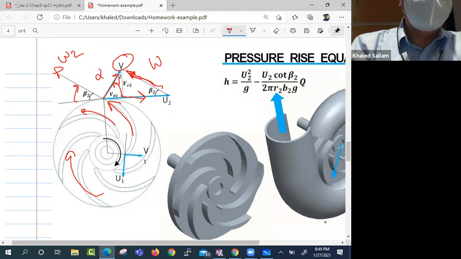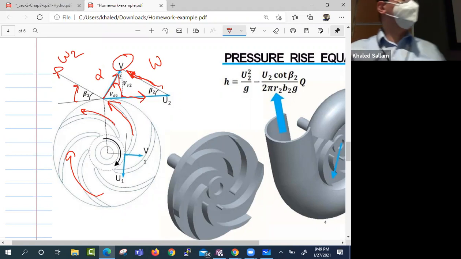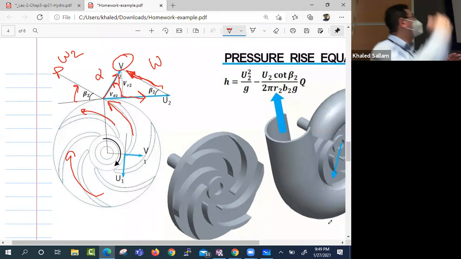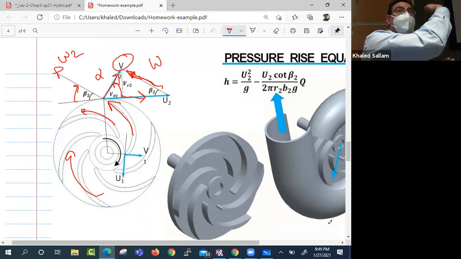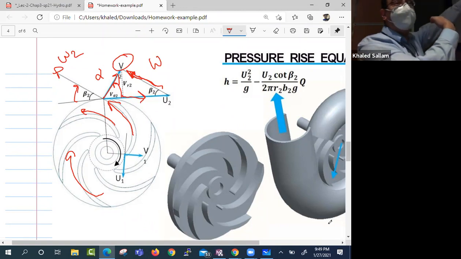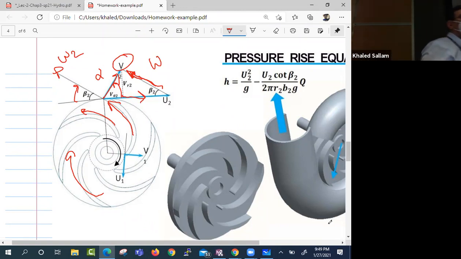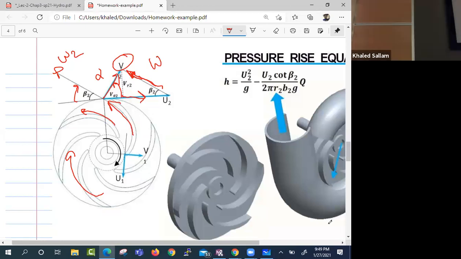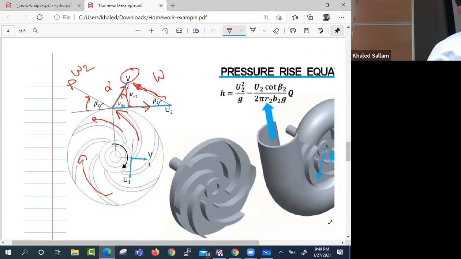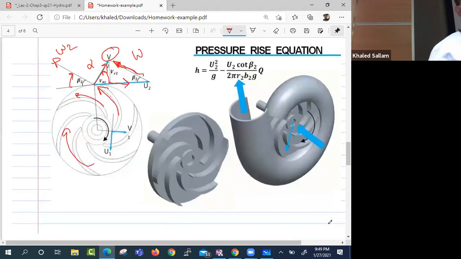Okay, and so this is amazing because it shows you that W is going backward, but V is actually going forward, right? So this impeller is a backward impeller. There is forward, there is backward, and there is radial impeller, and they have different characteristics when it eventually comes to the pressure.